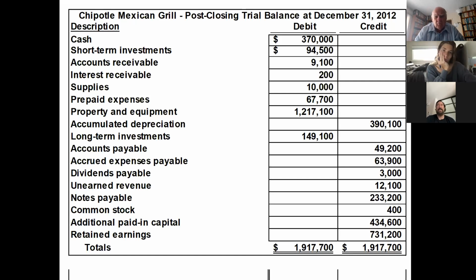One of the rules I learned a long time ago: when you write a journal entry, you should be able to write a quick explanation for it. And if you can't write a quick, 6-word explanation, it could be wrong.